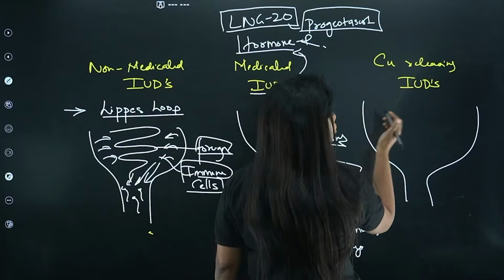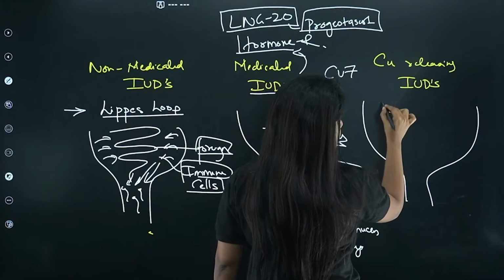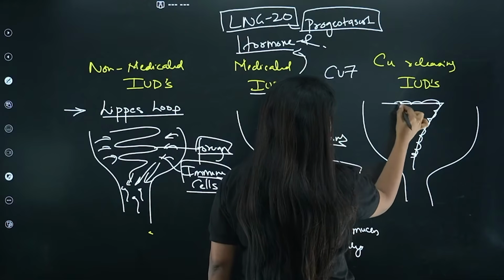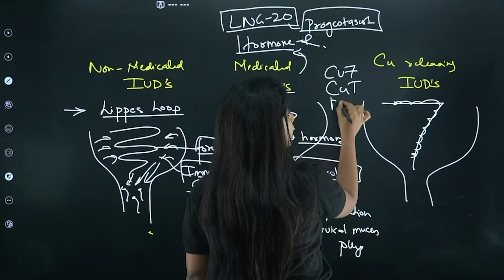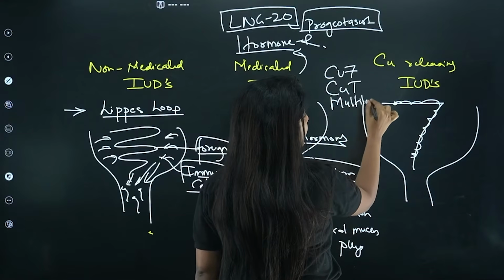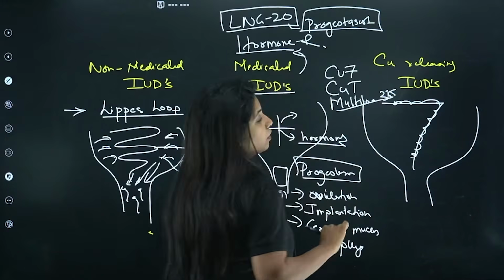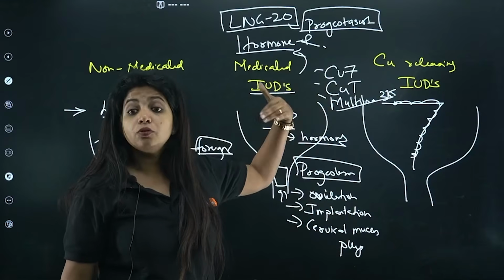So over here you are going to either put Cu7, copper 7. Copper 7 is nothing but a 7-shaped thing which has copper around it. Now there is copper T, which is a T-shaped thing, and then you have multi-load 375. Multi-load 375 is what I remember, 365, 375. Anyways, so these three are the copper releasing IUDs. They are going to release copper.